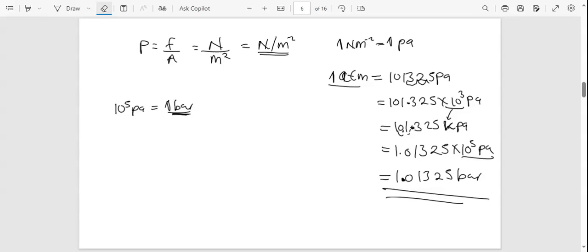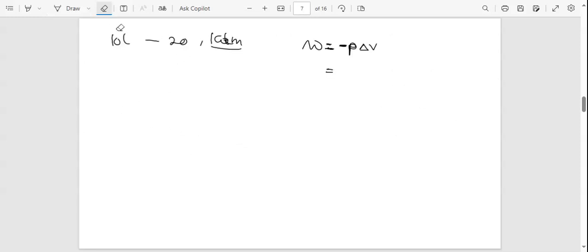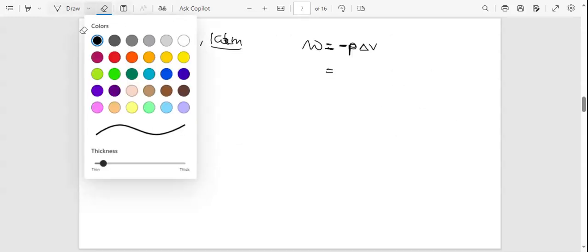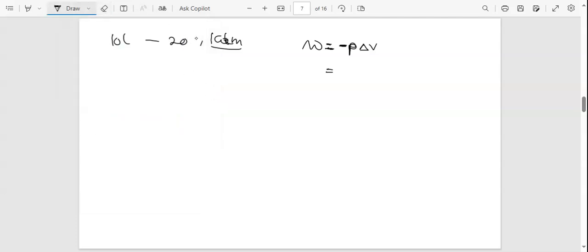Whenever you see 1 liter atm, this will be equal to 101.3 joules. So whenever there's liter atm, we'll be putting this. Take note of this, please. So now we can go to the other page. Master this.